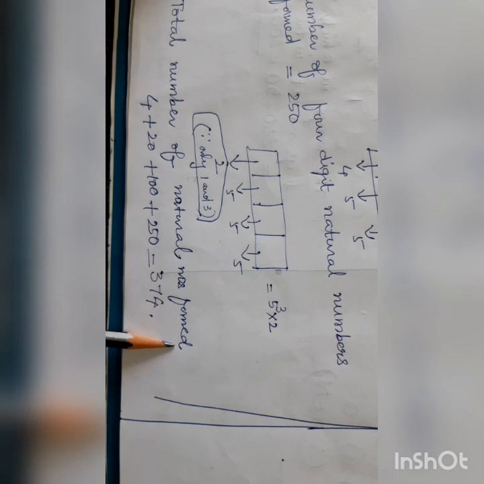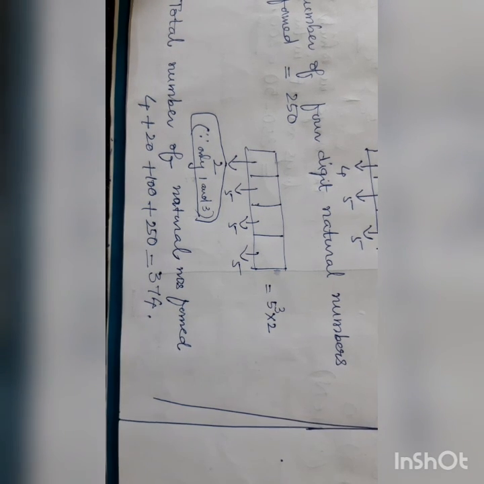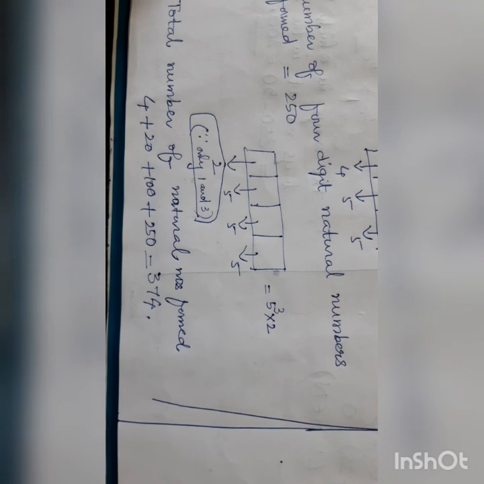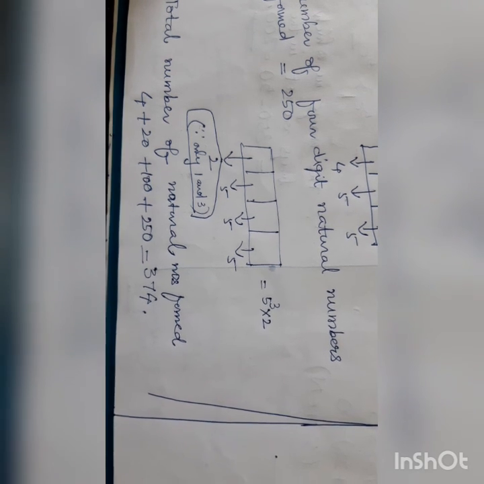Total number of natural numbers formed: 374. So 374 ways the natural numbers less than 7,000 can be formed.